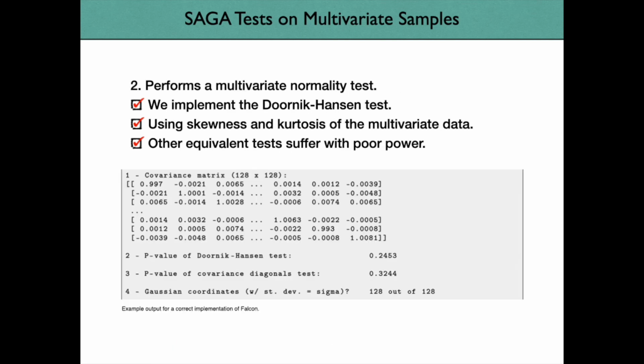There also exist multivariate normality tests. We surveyed these in the literature and found the Doornik-Hansen to be the best for our use case. Essentially, the others lacked the statistical power required for the high dimensions found in lattices.